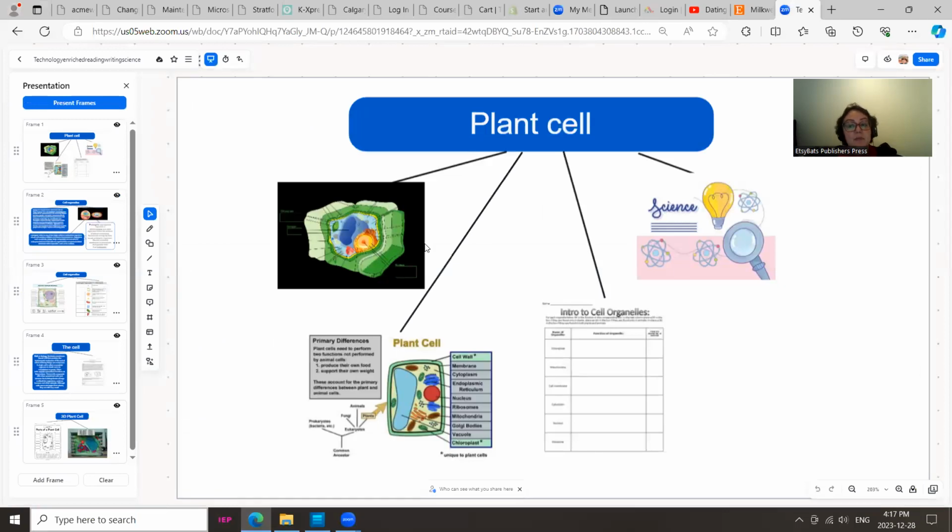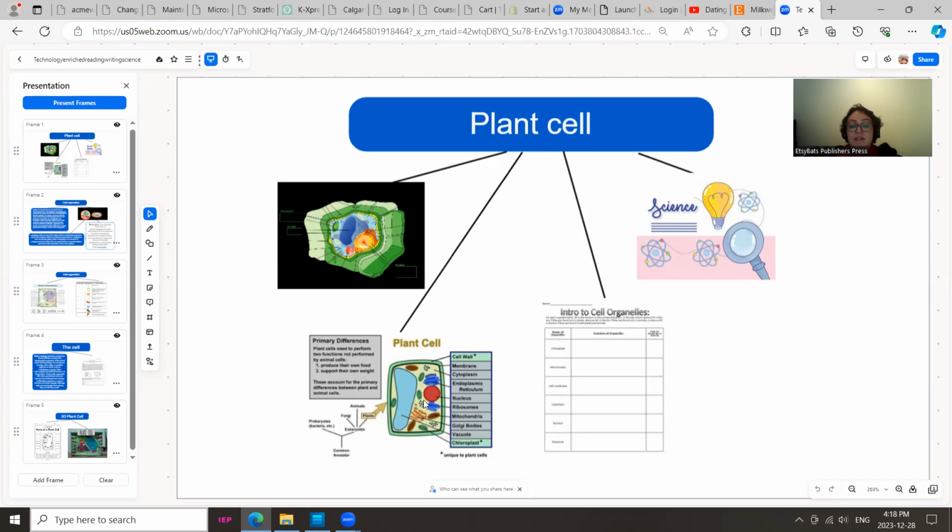This is the microscopic view of the plant cell. And this is the chart of the introduction to cell organelles, which each of you will be required to submit and fill out at the end of today's session.